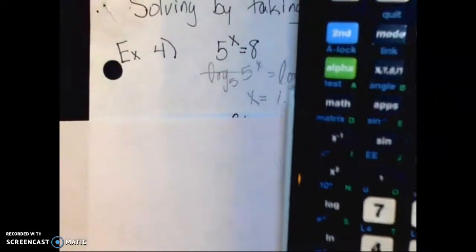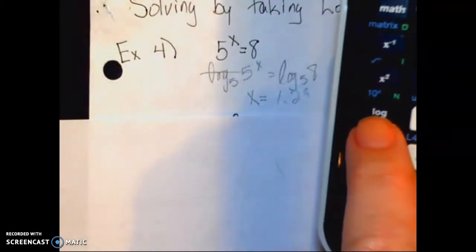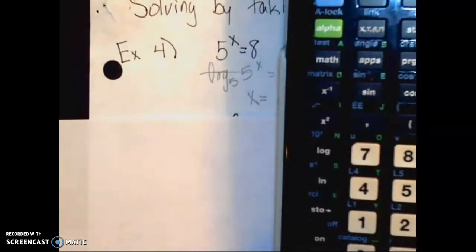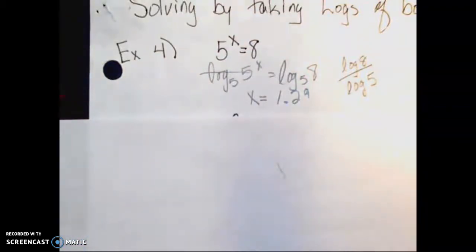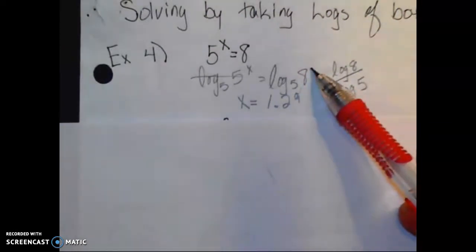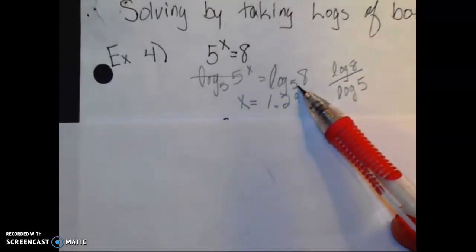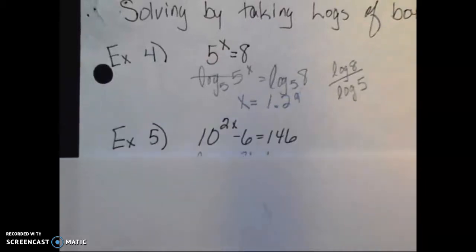1.29. Every calculator has a log key. You guys just have to sort of find it on yours. On this calculator, it's here. There's a log key there. If you have a graphing calculator, if you have a scientific calculator, you also have a log key. You just have to find it. So for something that looks like this, you do log 8 over log 5 divided by. You should get 1.29. Let's do another.